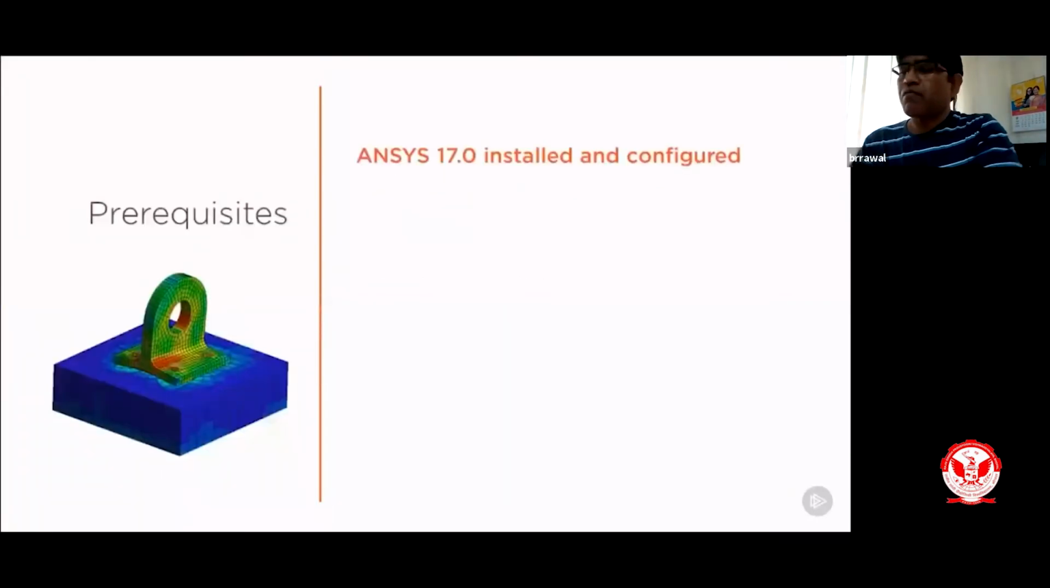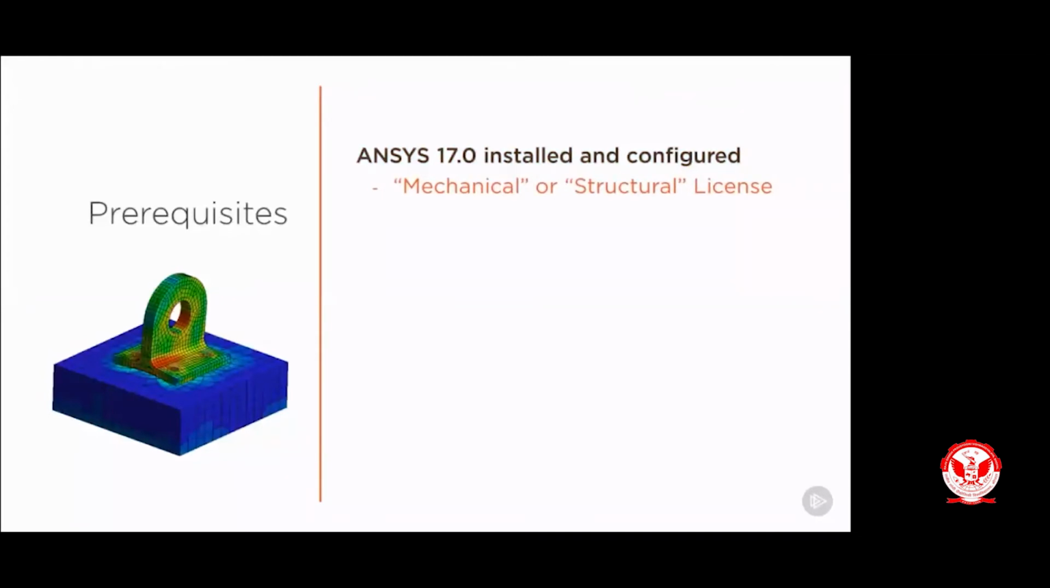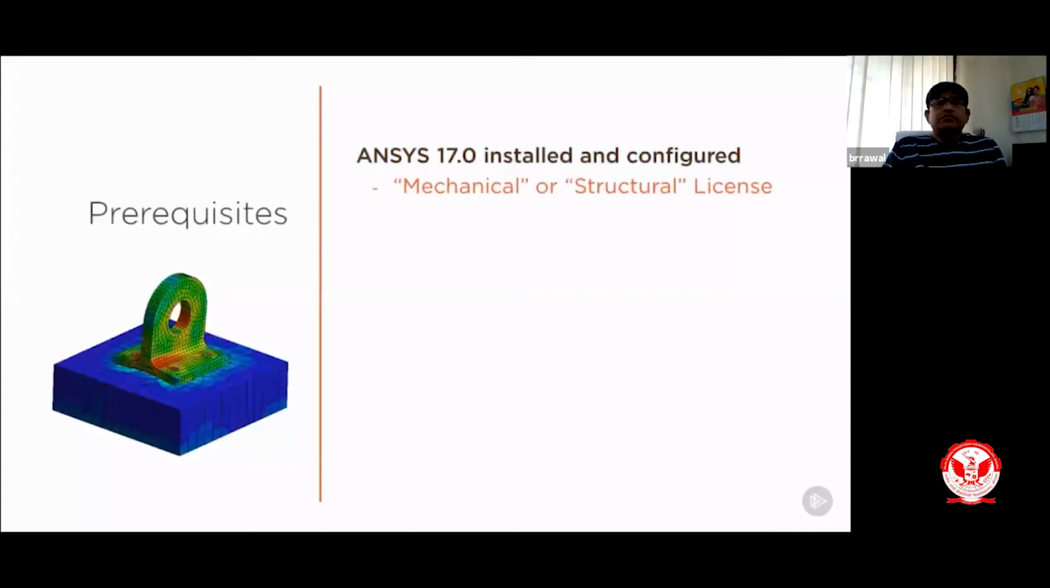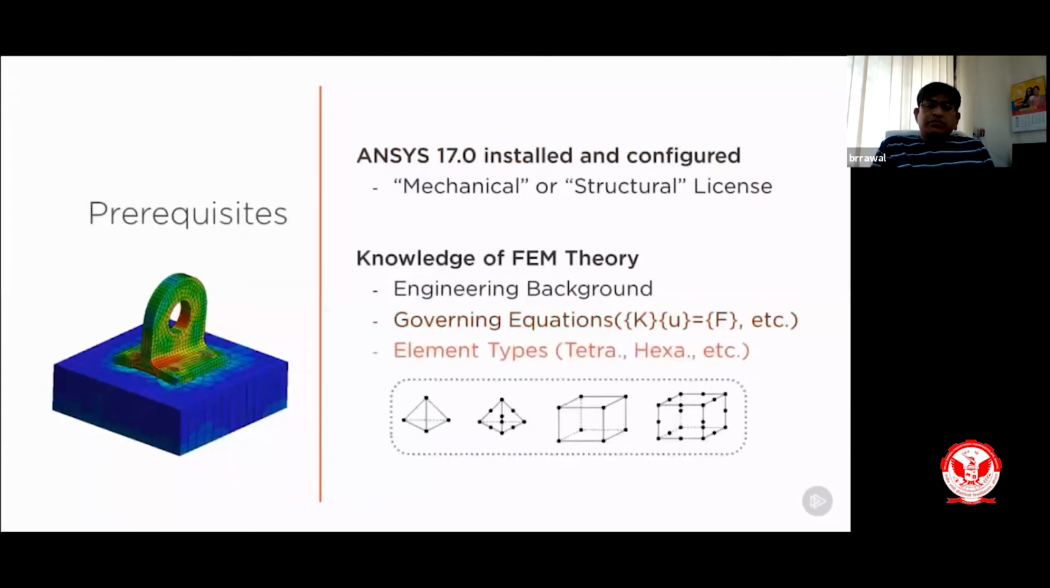Prerequisites. First, you'll need ANSYS version 17 already installed and configured, along with either a mechanical or structural license. If you don't know what any of these are, then please contact your ANSYS vendor for more information, as this course will not cover how to install ANSYS Workbench. Secondly, you'll need to have a good knowledge of the finite element theory, which means that you would have a solid engineering background, and you should be familiar with some of the governing finite element equations, such as stiffness times displacement equals force, as well as some basic knowledge of element types, such as the tetrahedron and hexahedron and their node counts.